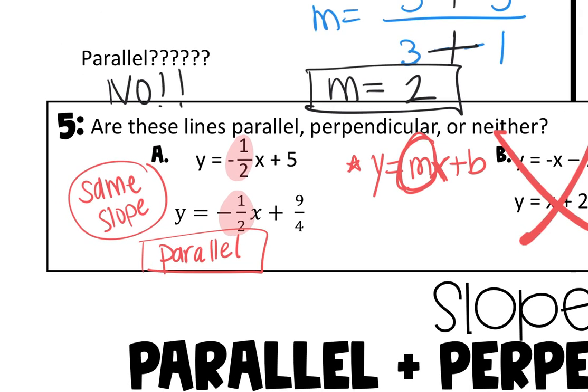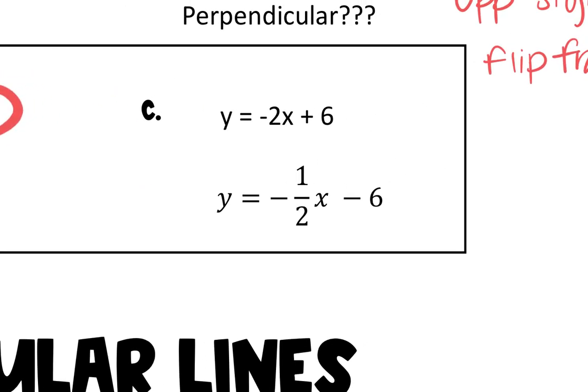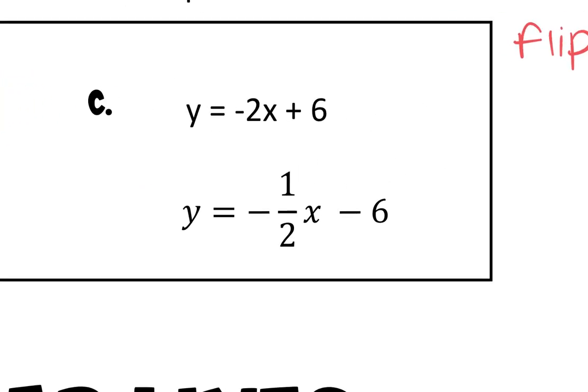Okay, let's do C and we're done with our foldable. It says that y equals negative 2x plus 6 for my line. Let's identify my slope. It's in front. Oops, I need my highlighter. It's in front of x, so it's negative 2. For the second line, it's negative 1 over 2.